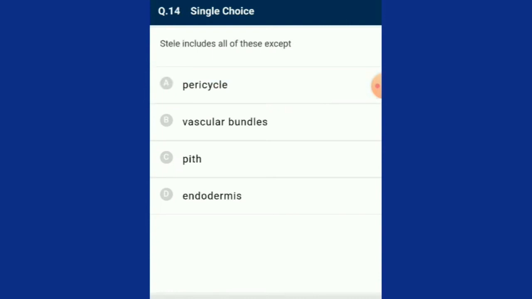Question number 14. Stele includes all of these except. The central part present in the root or a stem, having the tissues derived from the procambium, is known as stele in plants. The stele contains the vascular bundles, xylem and phloem, for the storage and transport of water and nutrients. Pith is ground tissue which stores and transports nutrients in the plants, and it is located in the center of the stem in some plants. The pericycle is a layer of cells which surrounds stele. So the answer is option D, endodermis.